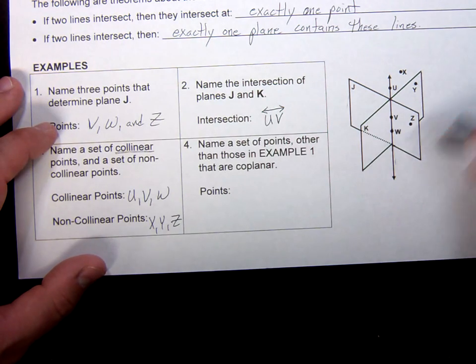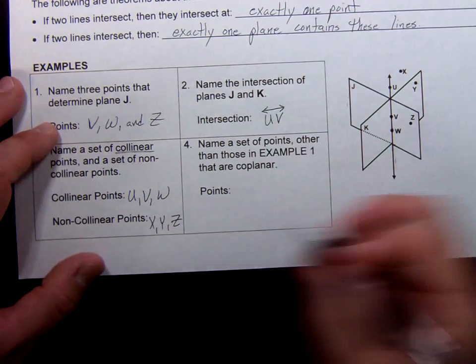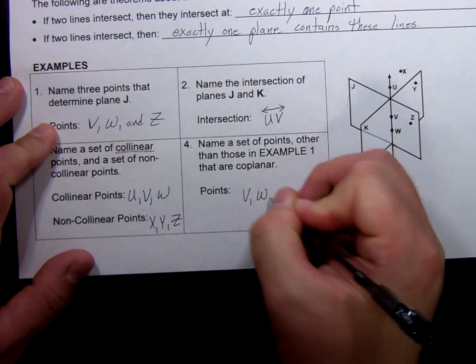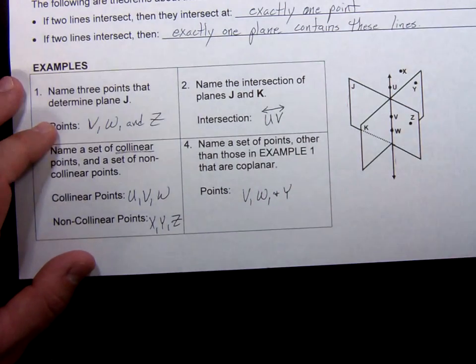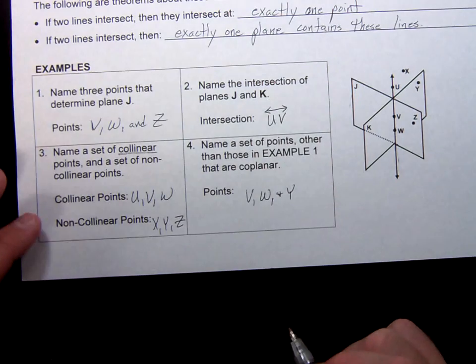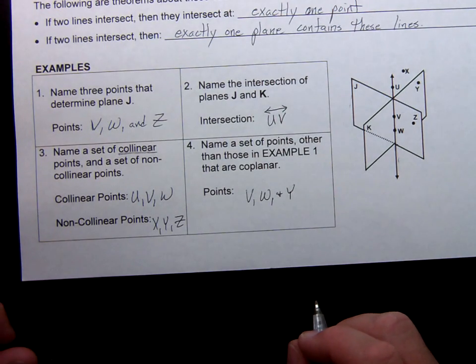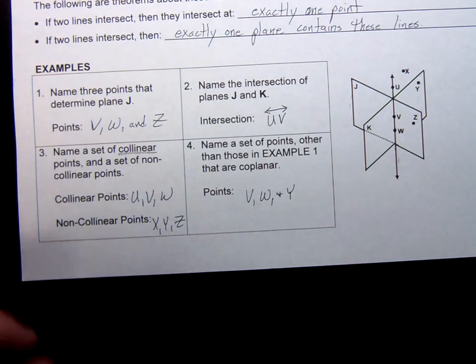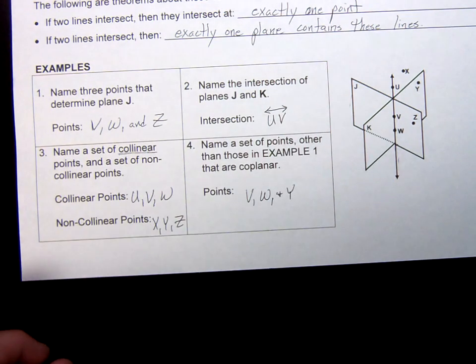So another set of coplanar points would be V, W, and Y. And again, you could include U if you wanted to as well. Notice it didn't say number of points, so you could do 3 or 4, doesn't matter. There's an example of points that are coplanar that's different from example 1.